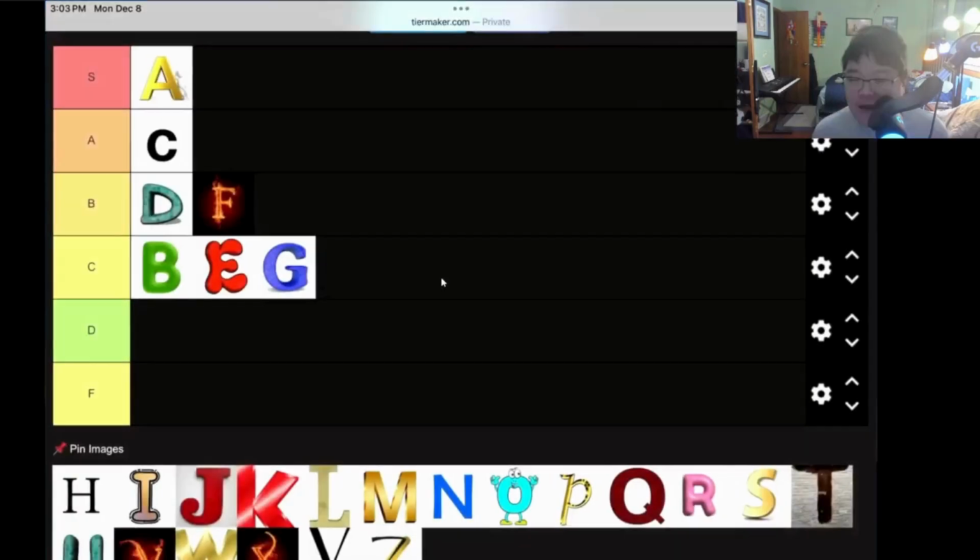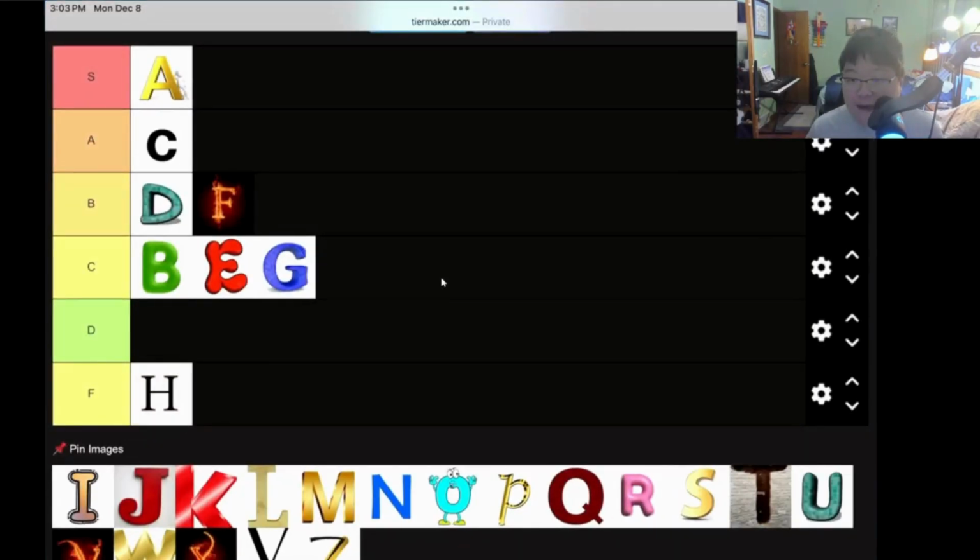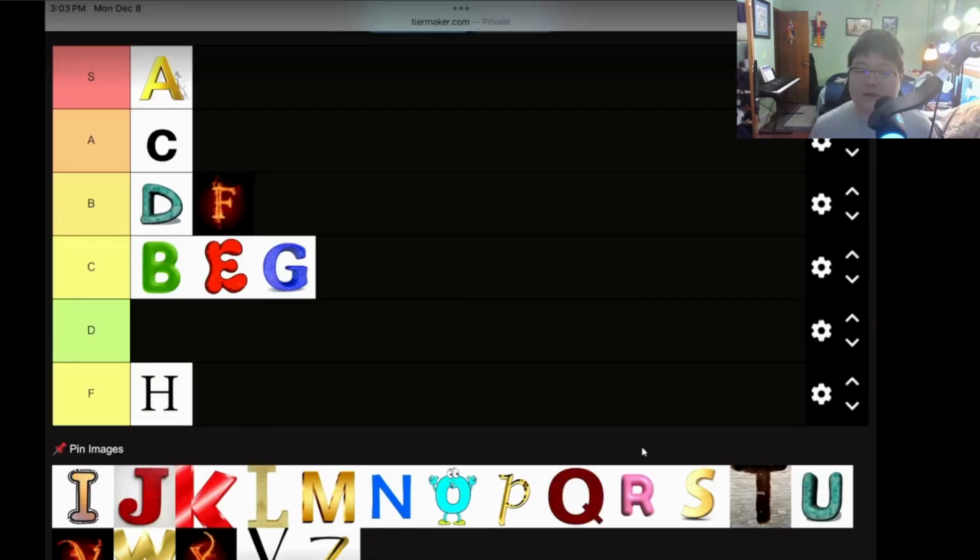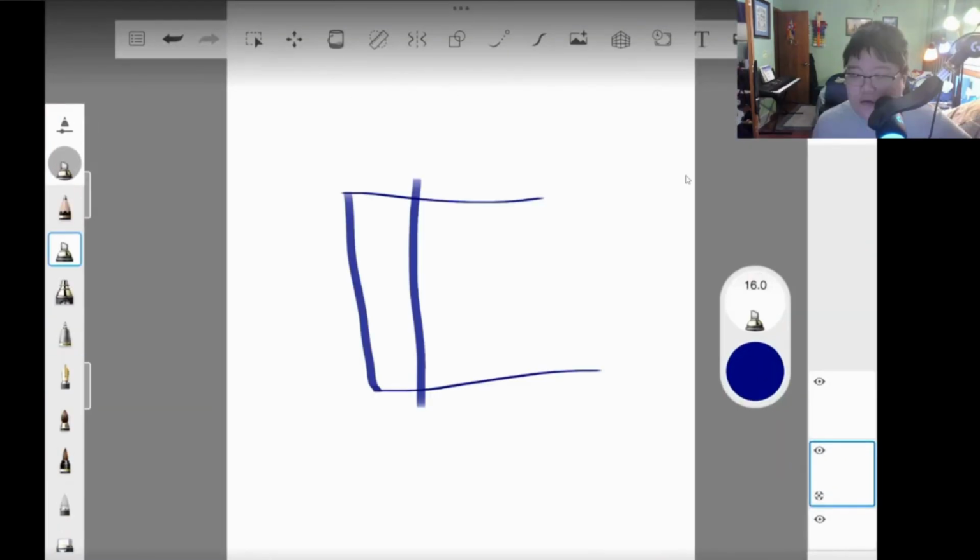But that doesn't really matter because you don't get H's in school. But H is going into F tier, because there's no way you can get this shape into an A. Unless you guys know of a way. Alright, what was I saying?